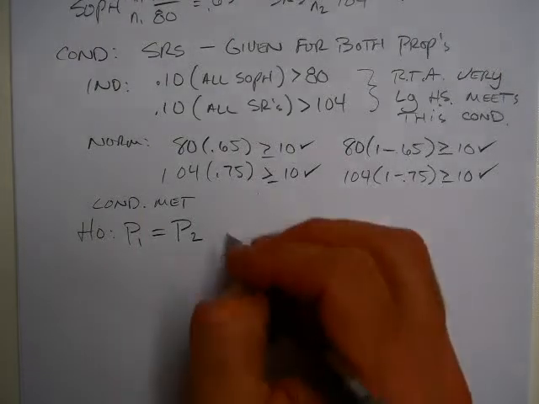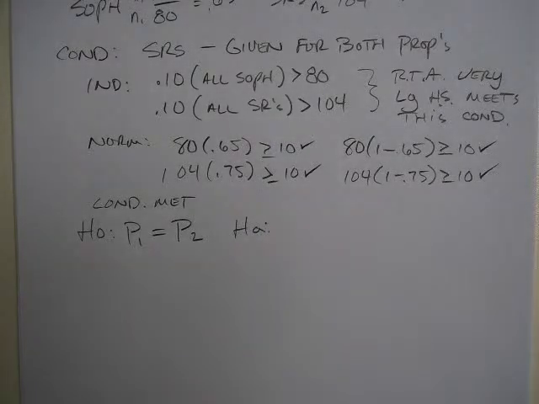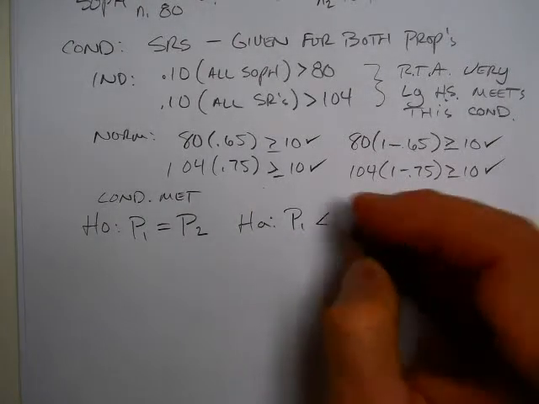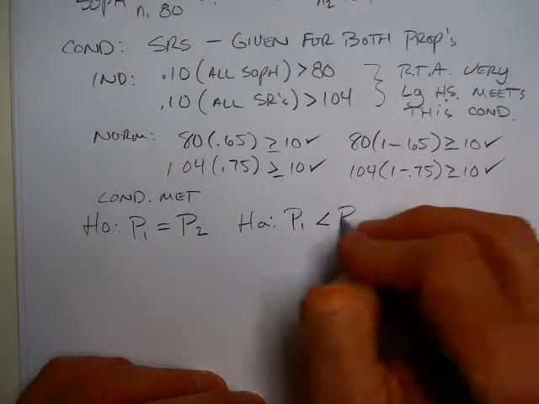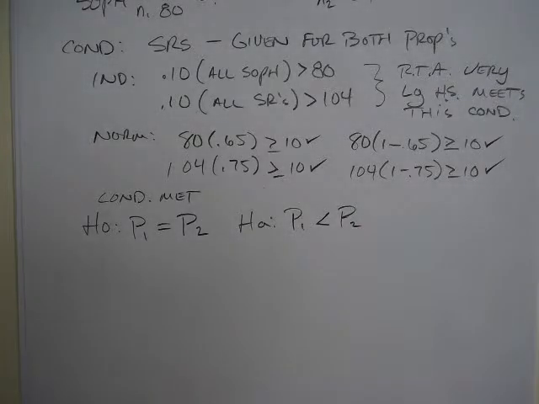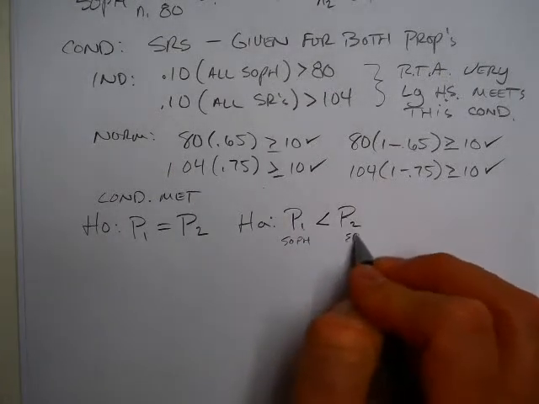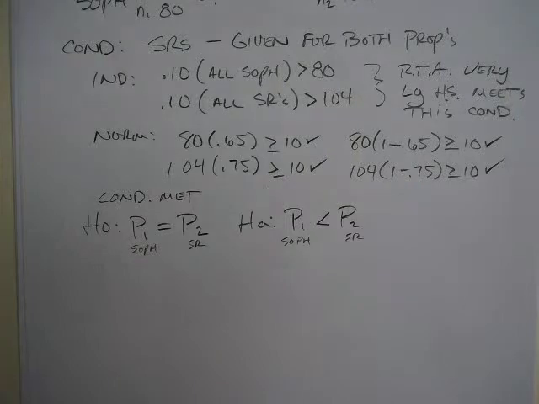And our alternative. I'm not sure. Did I miss that? Let's see. What did they say? Less seniors eat in the cafeteria. That's exactly right. So that's what she's saying. So that's going to be P1, the sophomores, is less. Yeah, more seniors bring their lunch. So more seniors bring their lunch. Okay. So soph, senior, soph, senior, just for some clarity there.